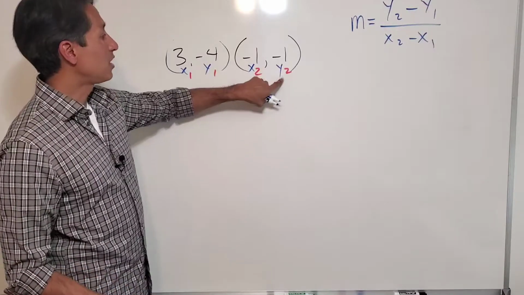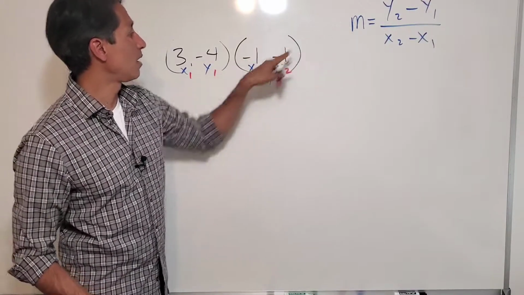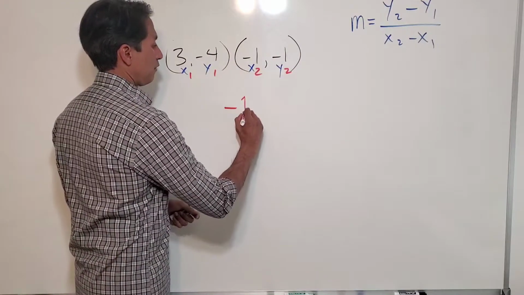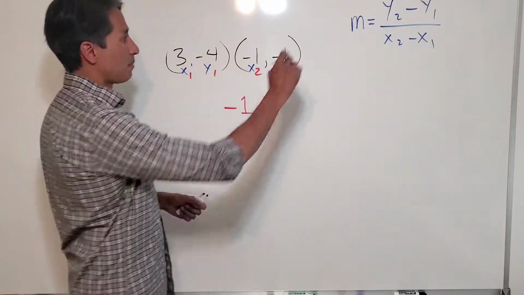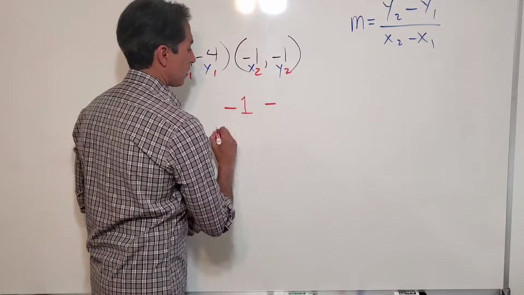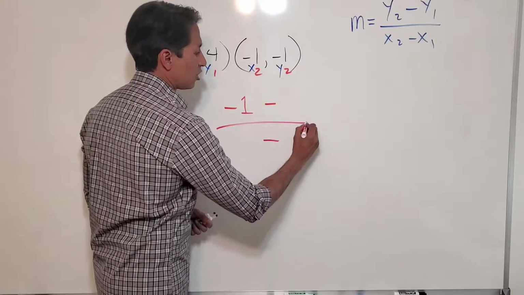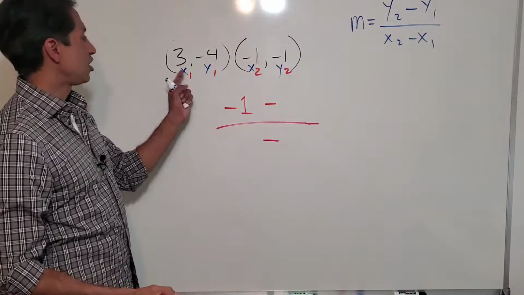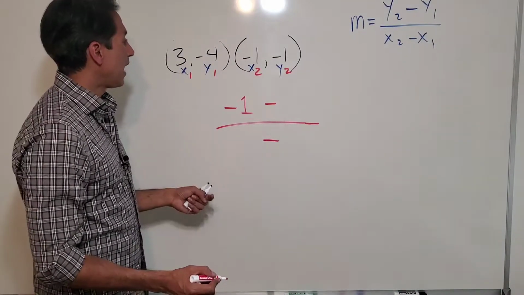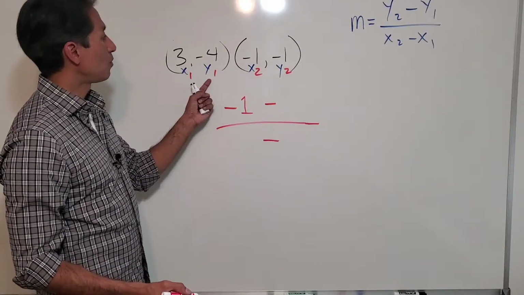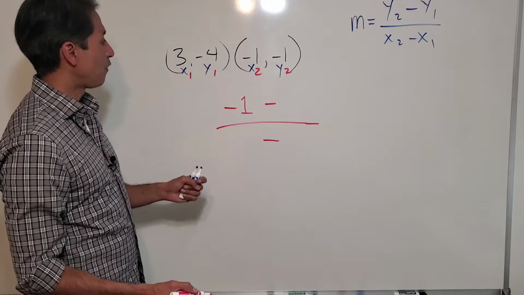Okay, let's plug in our stuff. Y sub 2, my number is -1. And there's a minus in the formula, okay? These minuses aren't going to change. The only thing that's going to change is these numbers over here. And so then I have y sub 1 is a -4.